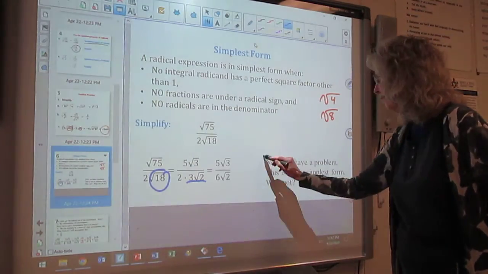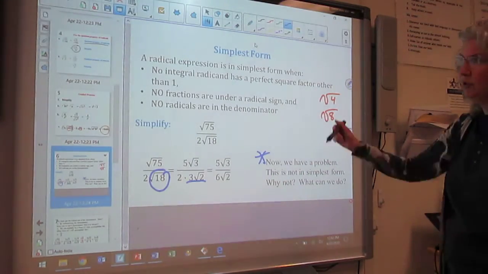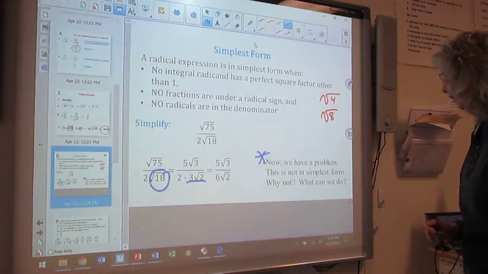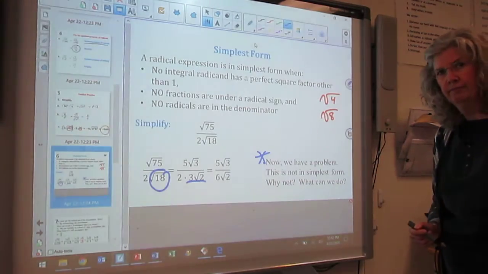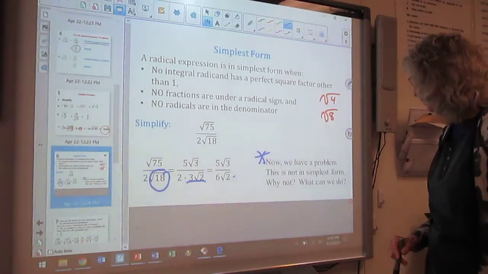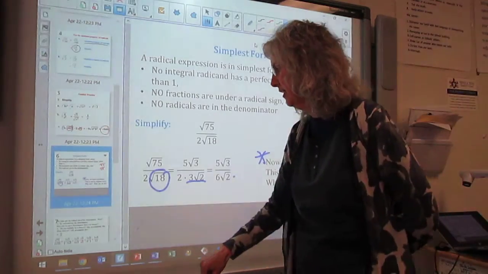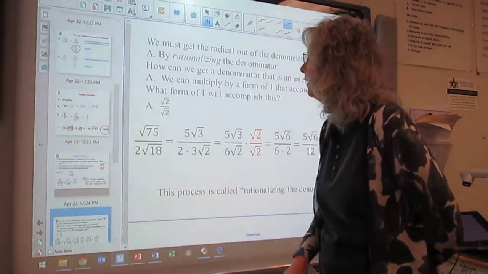Well, we have a problem. That's not in simplest form according to our rules. Why not? I hope you can answer that because we have a radical in the denominator. What can we do? I want you to think about that while I go to the next slide. Pause it and think about it.